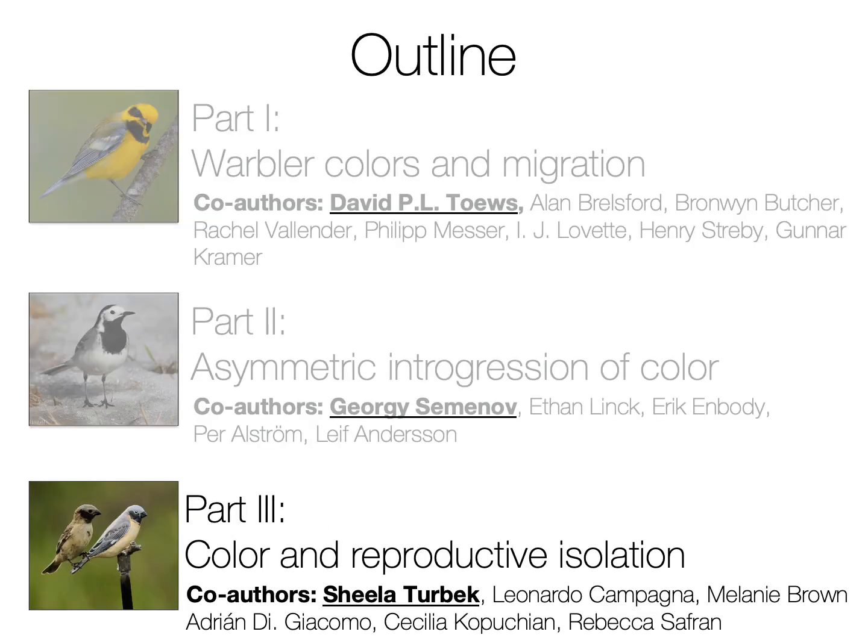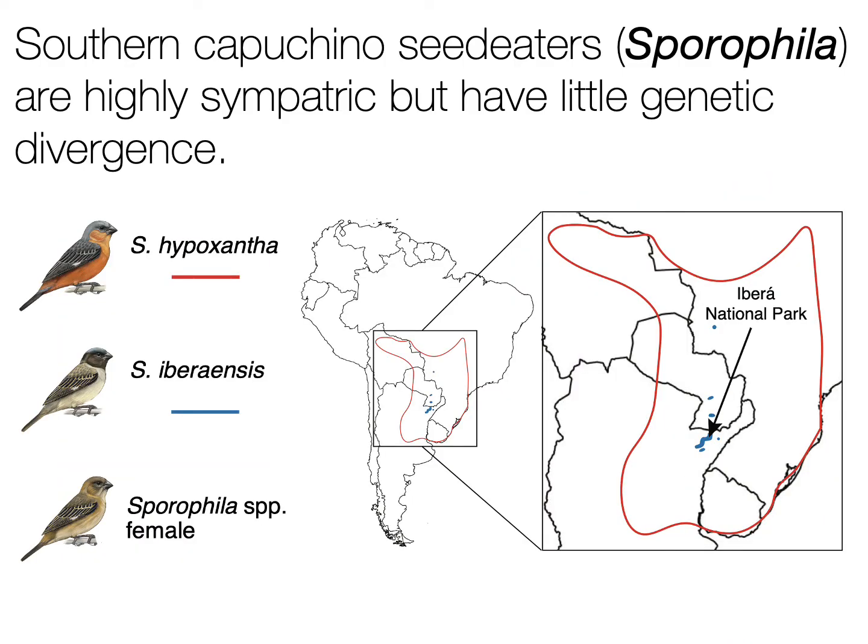So the final system I want to talk about is about color and reproductive isolation. This work has been led by Sheila Turbeck, who's a grad student in my lab, and Leonardo Campagna, who is a research associate at the Cornell Lab of Ornithology, as well as Irby Lovett, who's at the Cornell Lab of Ornithology too. So Sheila was specifically interested in trying to understand whether these plumage differences matter for reproductive isolation.